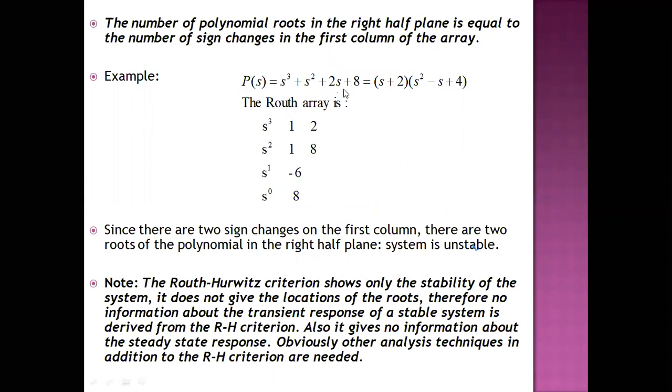Let us consider a third order polynomial expression, given as s cube plus s square plus 2s plus 8. First we have to form the Routh array: s cube, s square, s power 1 and s power 0. This is the first column. Then you fill up the first two rows. The coefficient of s cube is 1, the alternate element is the coefficient of s, that is 2. Then the coefficient of s square is 1, and its alternate term is 8.